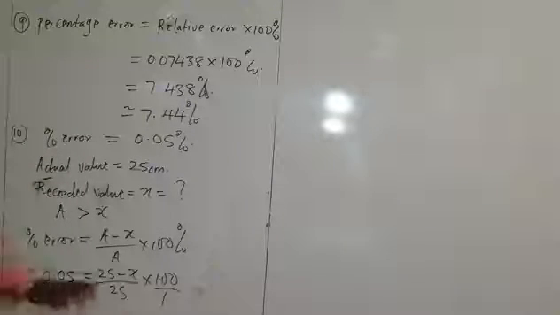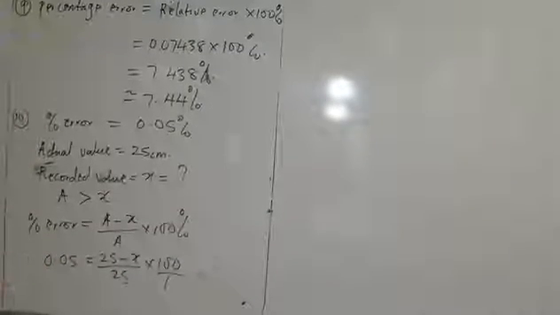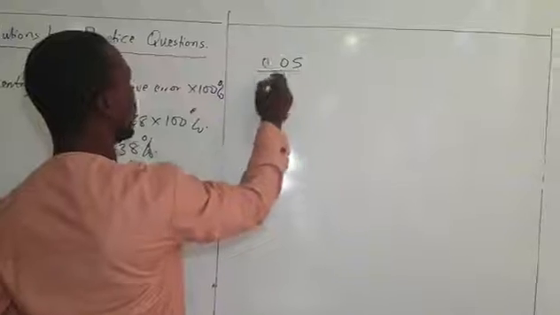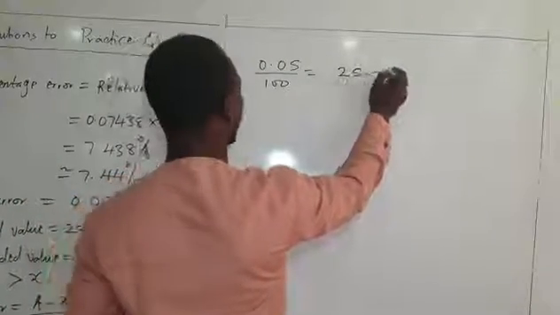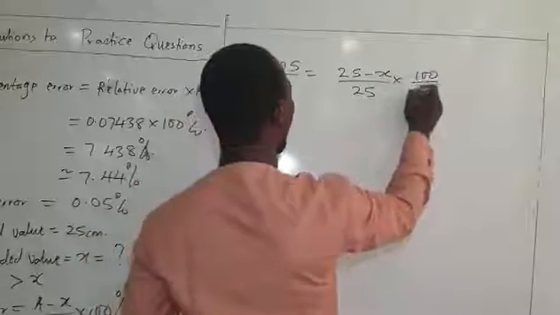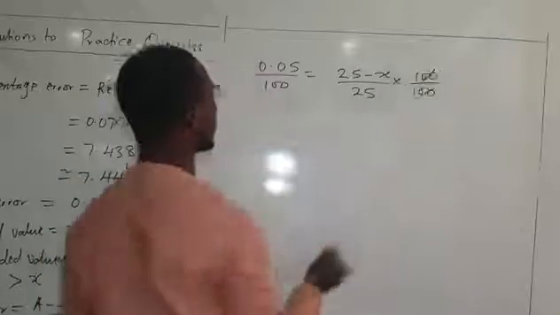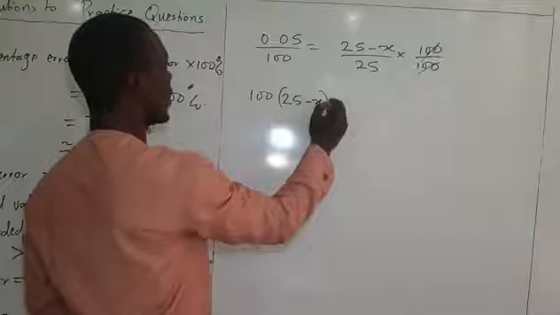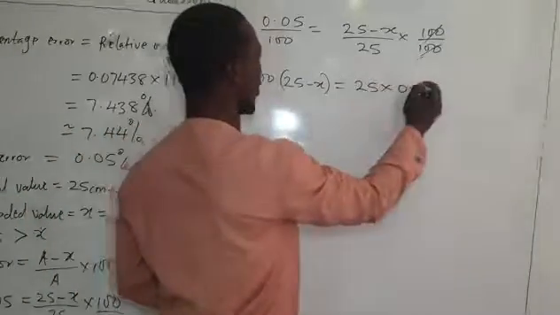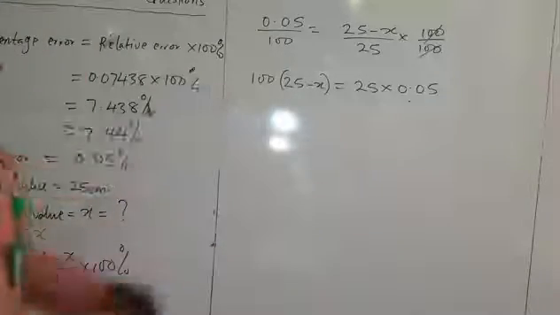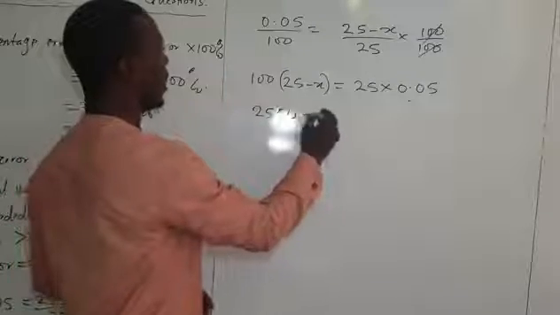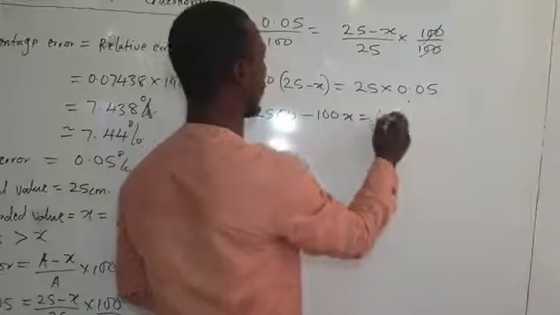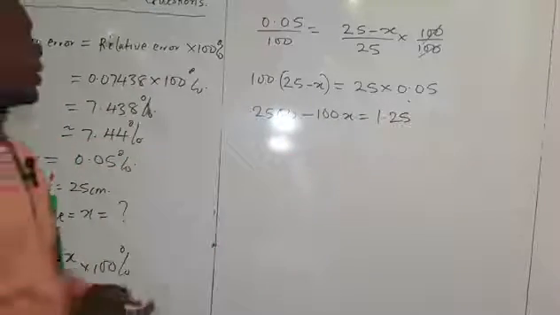So the next thing to do is to look for a way of making X the subject of the formula. To do that, you can first divide both sides by 100. So we have 0.05 all over 100 equals 25 minus X all over 25 multiplied by 100 over 100. So 100 over 100, we are left with 1. If you cross multiply, we have 100 into 25 minus X equals 25 multiplied by 0.05. So 100 multiplied by 25 is 2,500 minus 100X equals 25 times 0.05, which is 1.25.